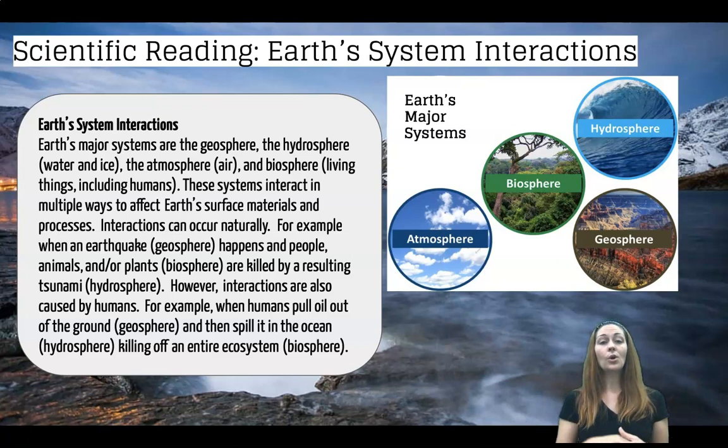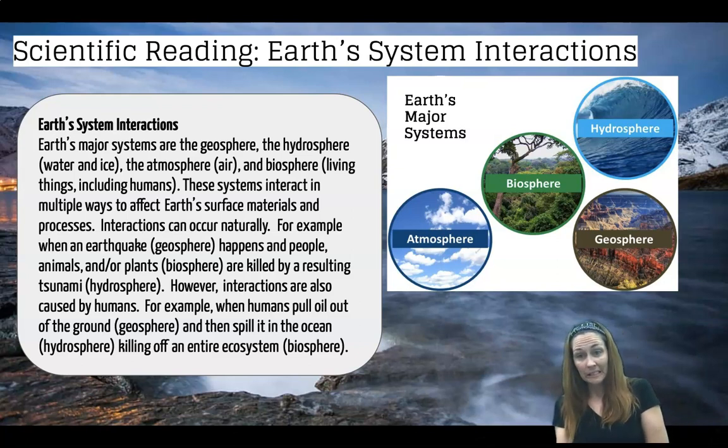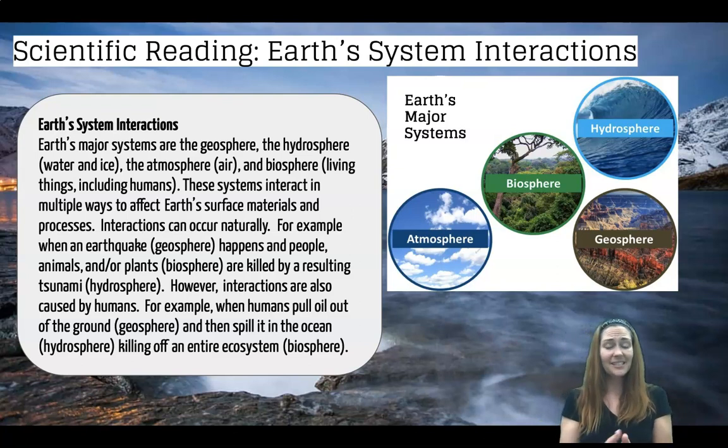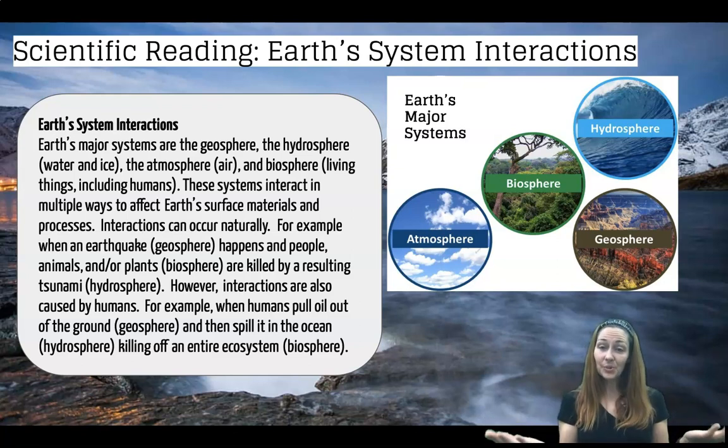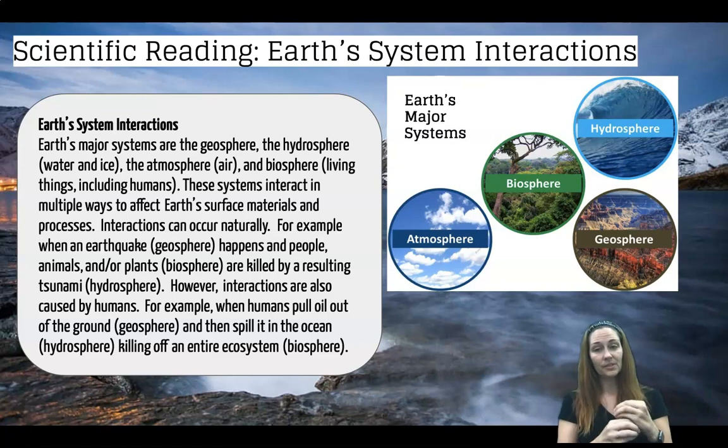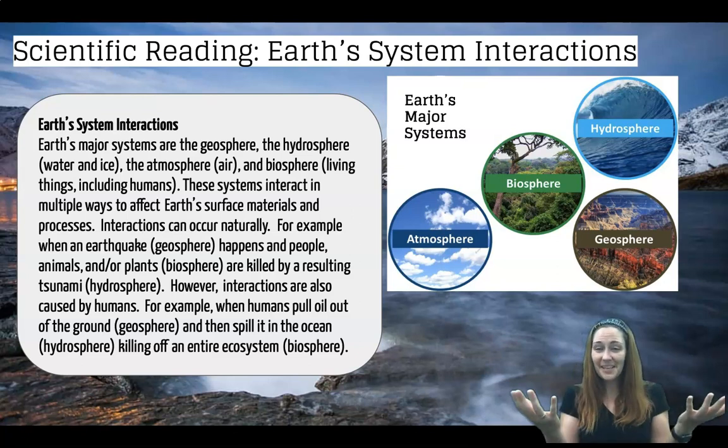However, interactions are also caused by humans. For example, when humans pull oil out of the ground, the biosphere is using the geosphere to get oil. And then spill it in the ocean, that's our hydrosphere, killing off an entire ecosystem. Our living things, our biosphere. So not always pleasant. So far, those were not very good examples of interactions with one another. But that was just 2 examples, and it shows how multiple spheres are together.